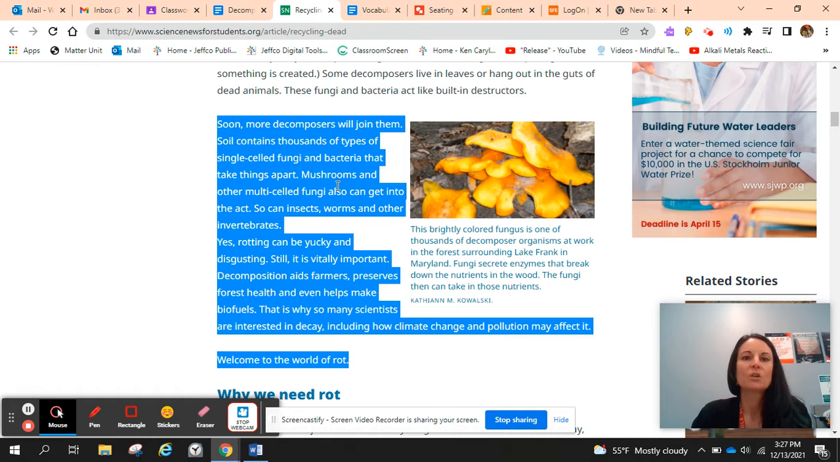Next paragraphs. Soon, more decomposers will join them. Soil contains thousands of single-celled fungi and bacteria that take things apart. Mushrooms and other multi-celled fungi also can get into the act. So can insects, worms, and other invertebrates. Yes, rotting can be yucky and disgusting. Still, it is vitally important. Decomposition aids farmers, preserves forest health, and even helps make biofuels. That is why so many scientists are interested in decay, including how climate change and pollution may affect it.